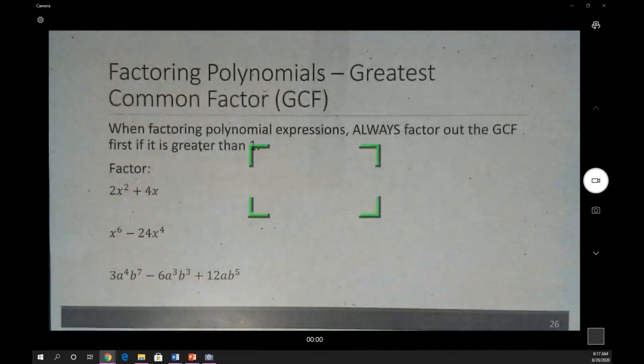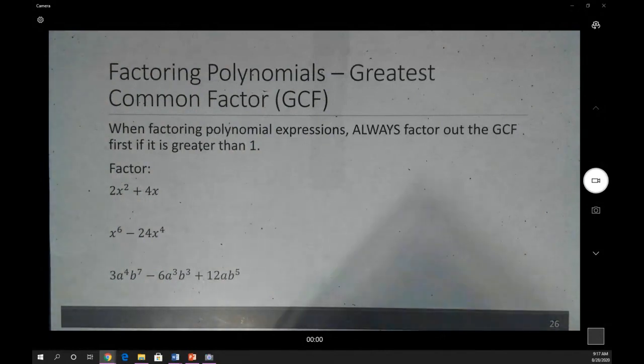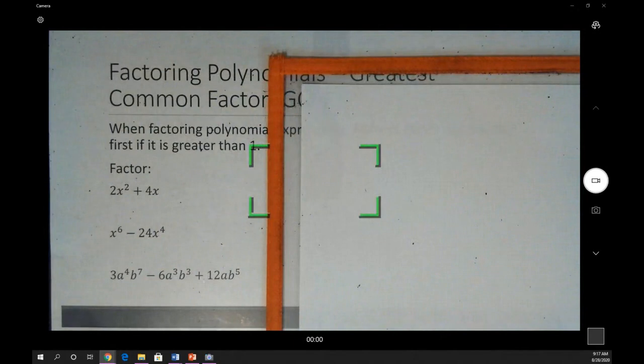The first step with factoring, always, every single time, is factor out the greatest common factor. So every single time you are asked to factor, start by looking for a greatest common factor. If the greatest common factor is greater than 1, then we're going to factor it out. I'm going to show you the long way to find the greatest common factor, and then once you become familiar and comfortable with it, you'll be able to start doing it in your head.